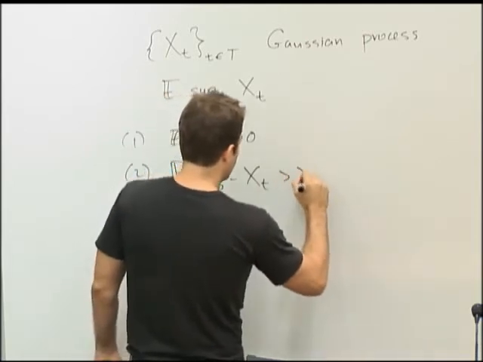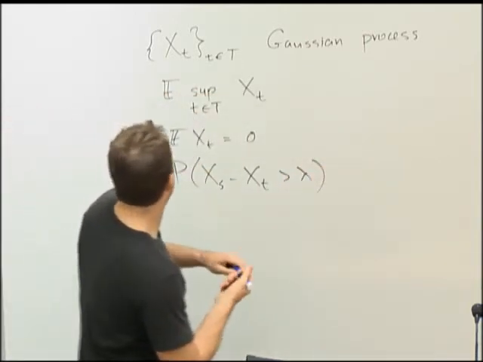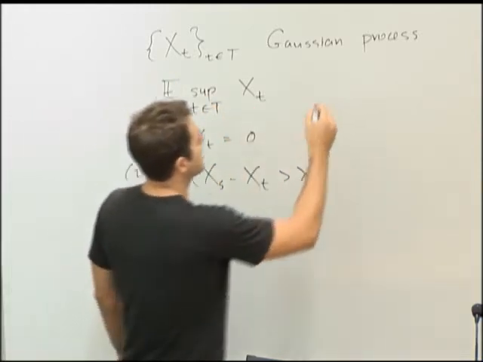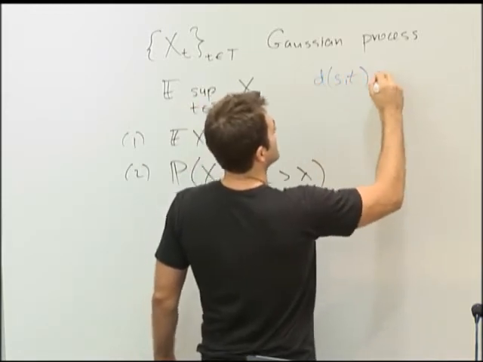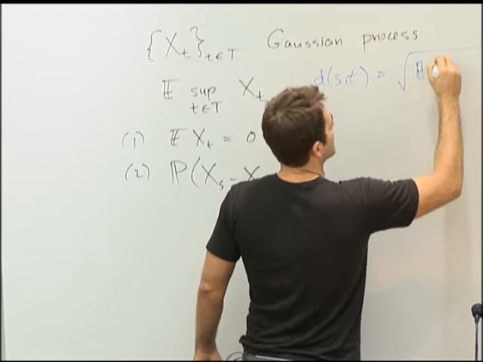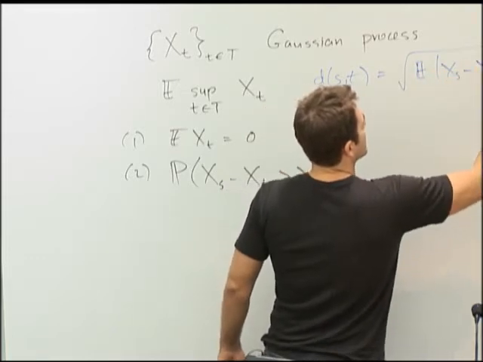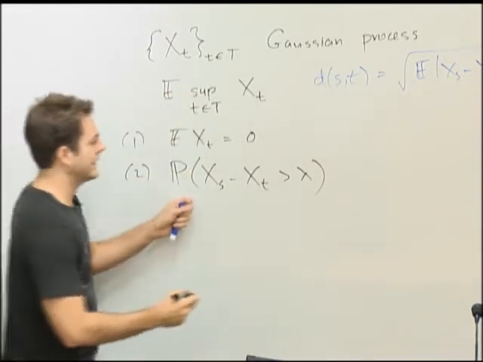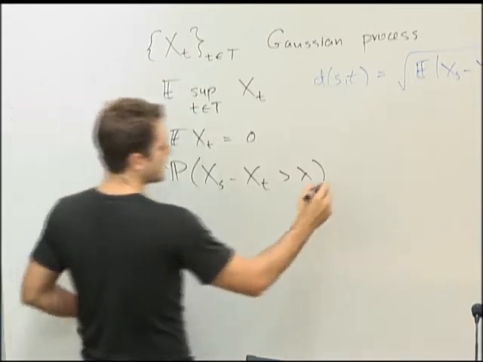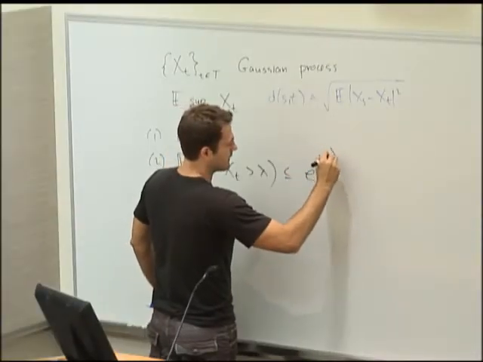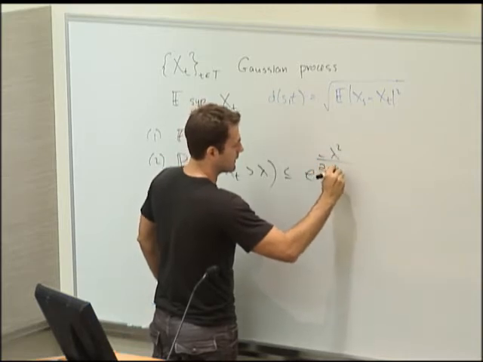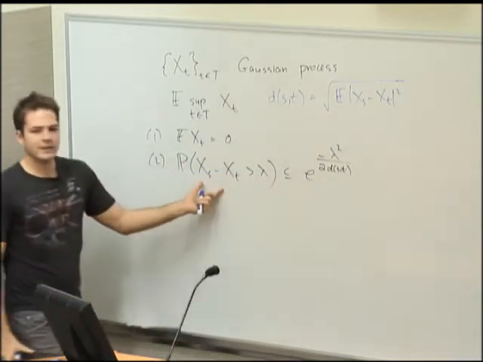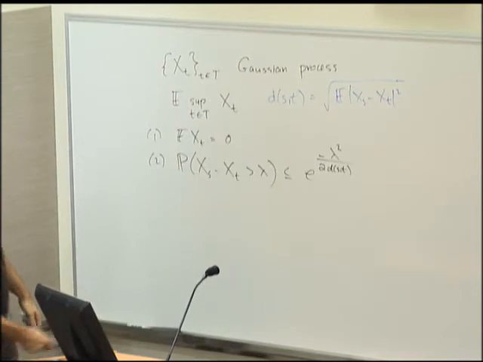Okay, so before I write this, let me add one more thing that we had last time. Whenever we have such a process, there's a canonical distance that this process carries, which is just the L2 distance on the set of random variables. So the square root of the expectation of X_s minus X_t squared. Given this distance, we can write the classical concentration inequality. The probability that X_s minus X_t is bigger than lambda is at most e to the minus lambda squared over twice the distance between s and t squared. And again, the distance between s and t squared is just the variance of X_s minus X_t. Okay, so that's the setup.